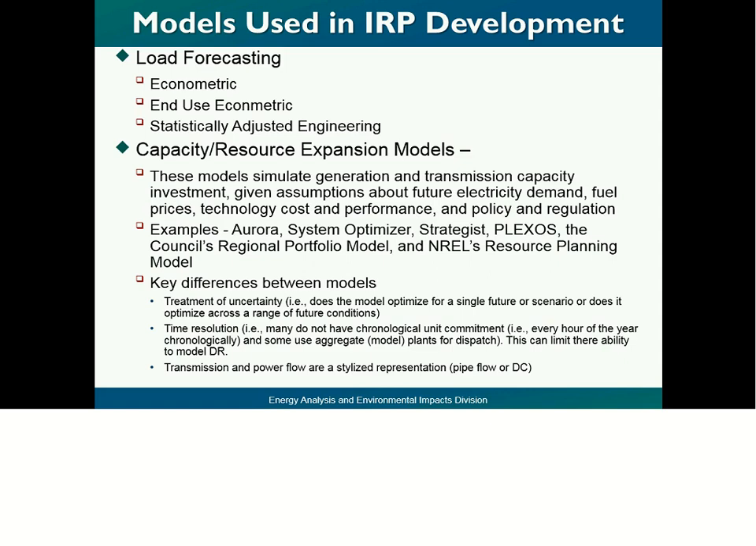Time resolution. A lot of the IRPs have big time steps: monthly, quarterly, annually. They don't deal with hour-to-hour dispatch because it takes a lot of computing time to make that happen. Some do. Some can make that as an approximation. And if you're trying to do DR and capacity in an IRP, having that time resolution is important.